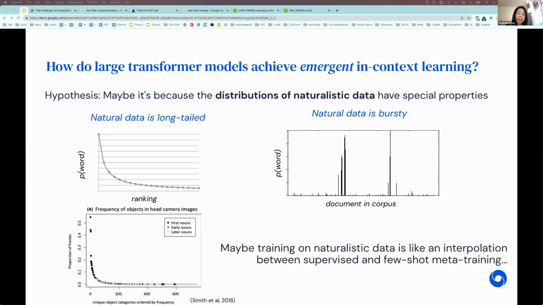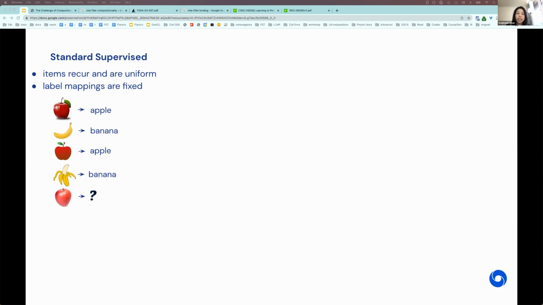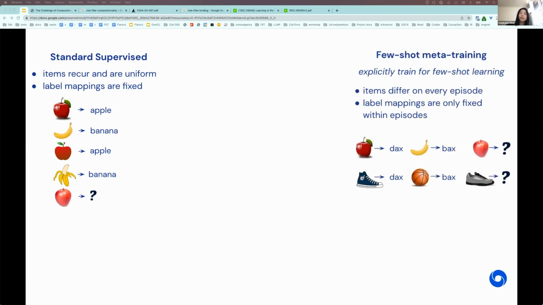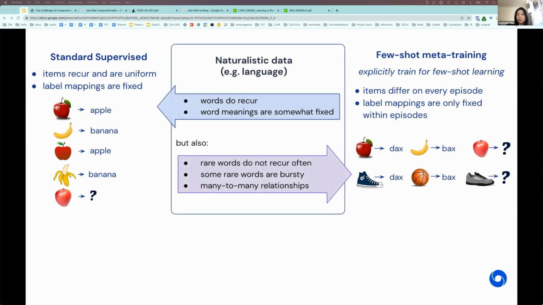So our thought was that maybe these non-uniform properties and others lead language to act like an interpolation between supervised and few-shot meta-training. So very briefly, what do I mean by that? In the familiar standard supervised setting, items recur and are uniformly distributed, and also label mappings are completely fixed. This kind of data encourages and allows slow gradient-based learning in model weights. In few-shot meta-training, you explicitly train on the kinds of few-shot sequences you'd like your model to handle. So items differ on every episode, and label mappings are only fixed within episodes. And in language, we might have something in between, having properties that are reminiscent of both. And maybe this is what allows few-shot learning to emerge in language models, despite the models not having been explicitly trained for it.